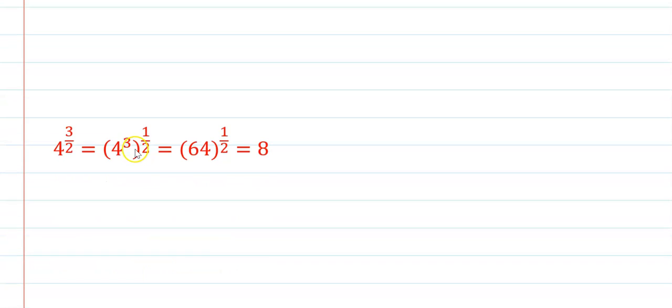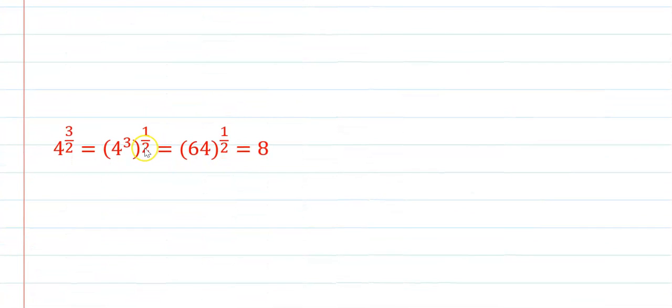Suppose we write 4 raised to 3 by 2 like this: 4 raised to 3, and the whole raised to 1 upon 2. But what is 4 raised to 3? It is 64. And the square root of 64 is again 8. Okay.